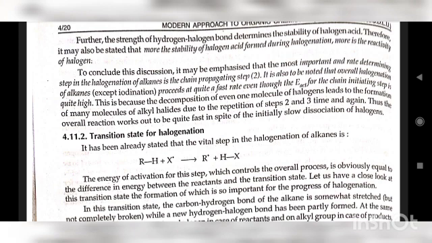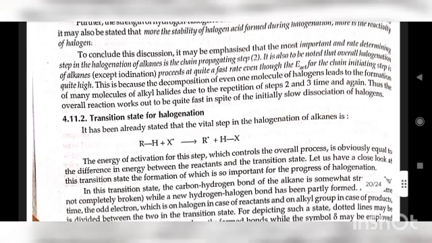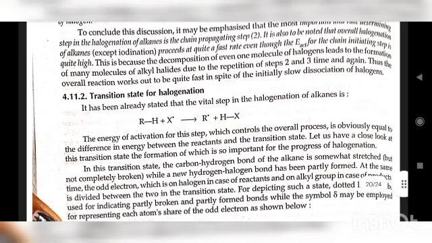It is also to be noted that the overall halogenation of alkanes, except iodination, proceeds at quite a fast rate, even though the activation energy for the chain initiating step is quite high. This is because the decomposition of even one molecule of halogen leads to the formation of many molecules of alkyl halides due to the repetition of steps 2 and 3 time and again. Thus, the overall reaction works out to be quite fast in spite of the initially slow dissociation of the halogen.